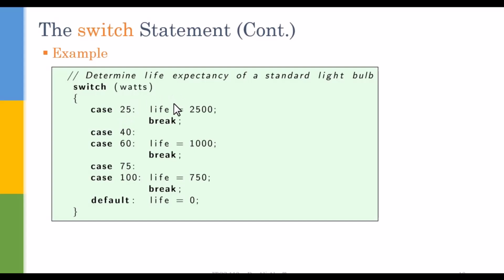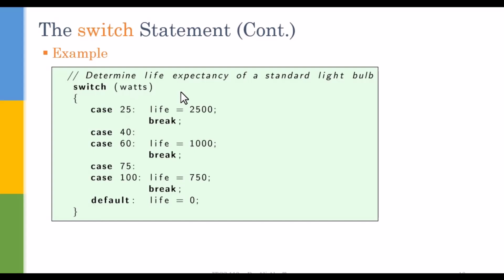Now let's take some scenarios. Suppose wattage is equal to 60. Now what happens? The computer will check. 25 is not 60. It will go to the next one. It is not 60. Once it finds 60, it will go inside and will save 1,000 into life. And since there is a break it means go out. So it will go outside the switch and continue the program.